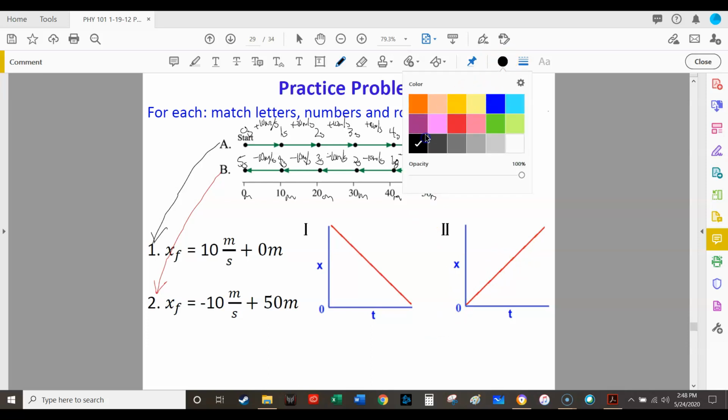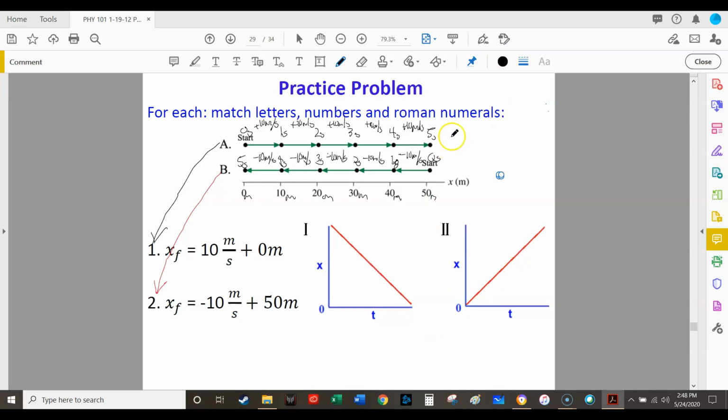So that looks like A is also going to be matched with Roman numeral 2, and it does start off at the 0. Its initial position is 0 meters, and its final position is 50 meters, right there. And it's going to take 5 seconds to get there. Okay.